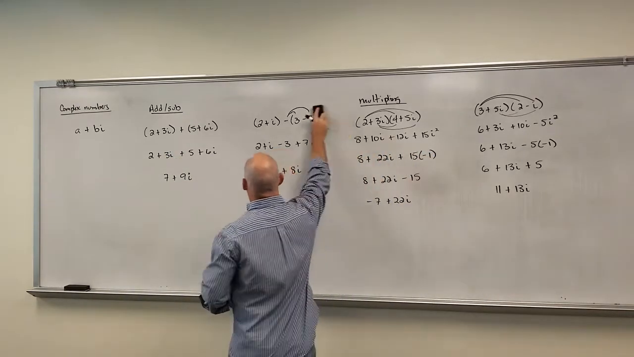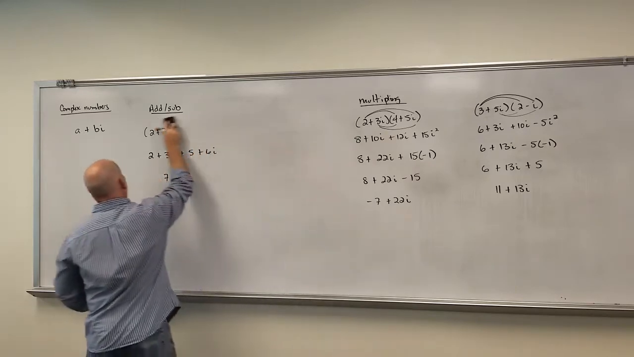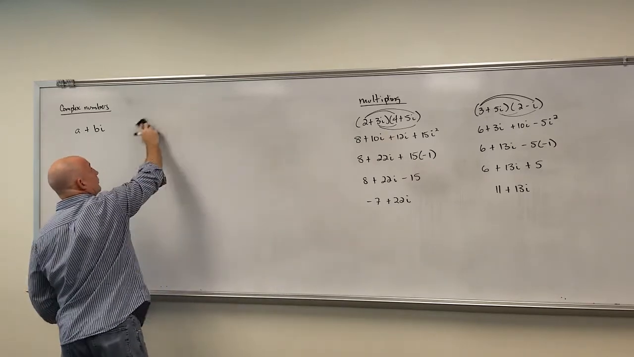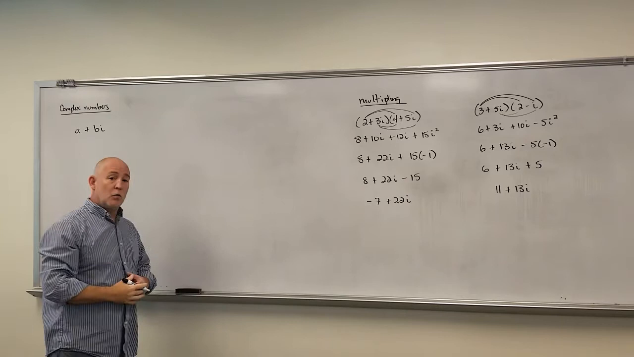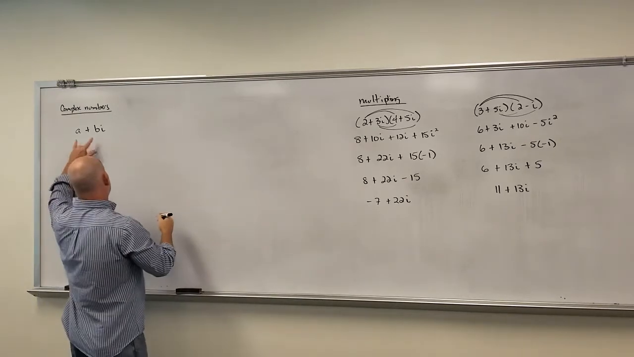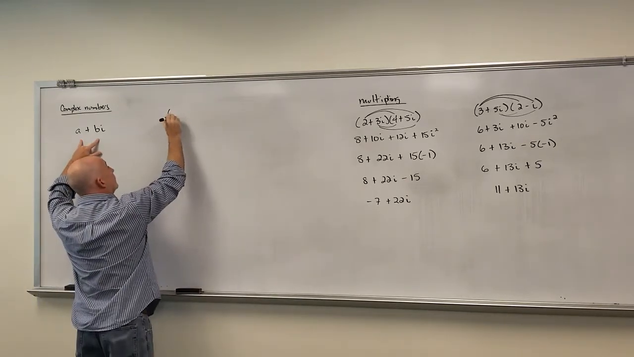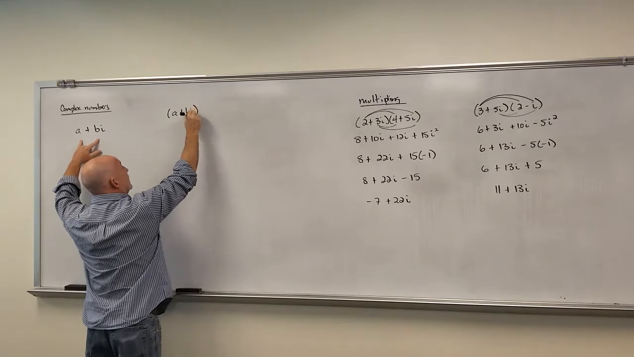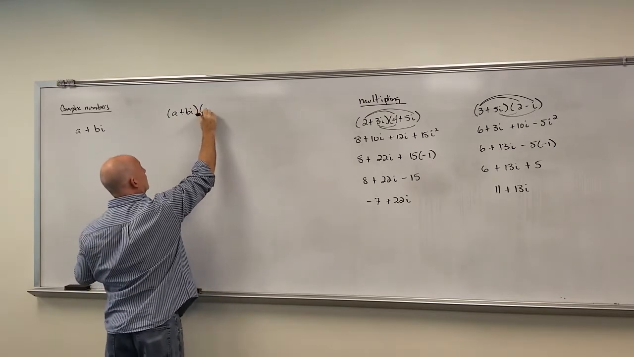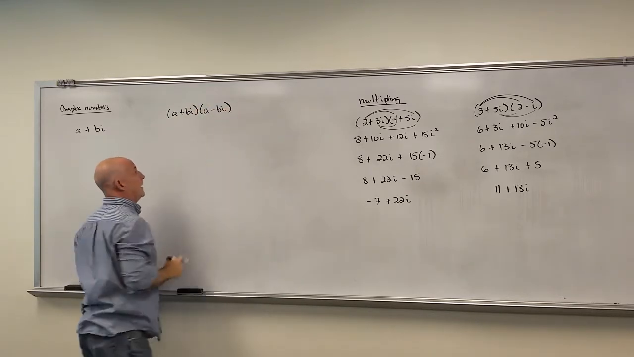Let's try one more here for multiplying. Going way back over here just for some more room. Let's take a look at a more generic number. We saw that any complex number can be written in this form, a plus bi. Let's do this. What about if I did a minus bi?